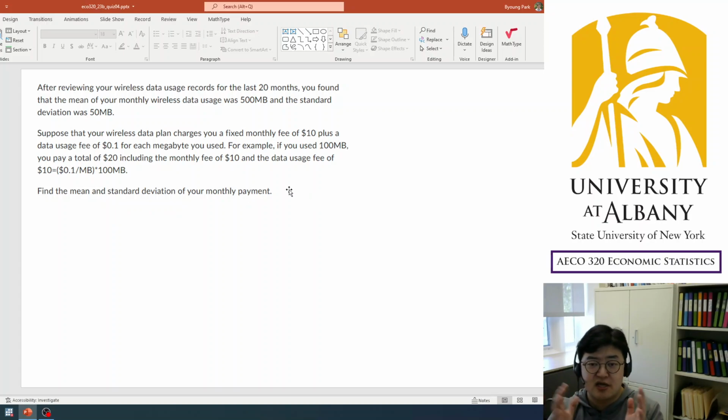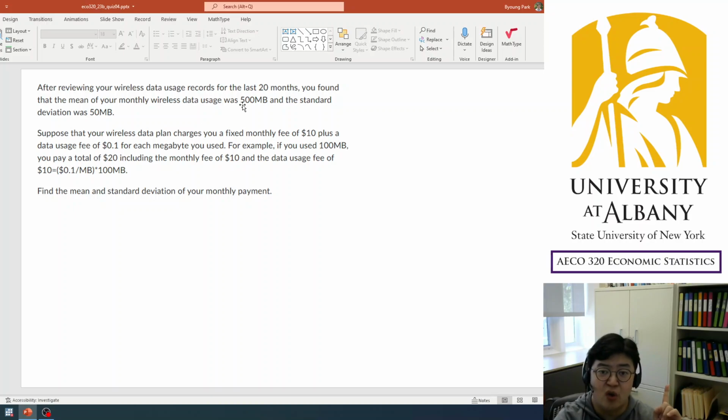So let's understand the question. We have the distribution of our data usage, but in the end, what we want is payment, the dollar amount we pay. Okay, so it involves a transformation of the random variable, but it is clear that the transformation is linear. So you are going to multiply by 0.1 and then add $10. So it is a linear transformation. That is the key idea.